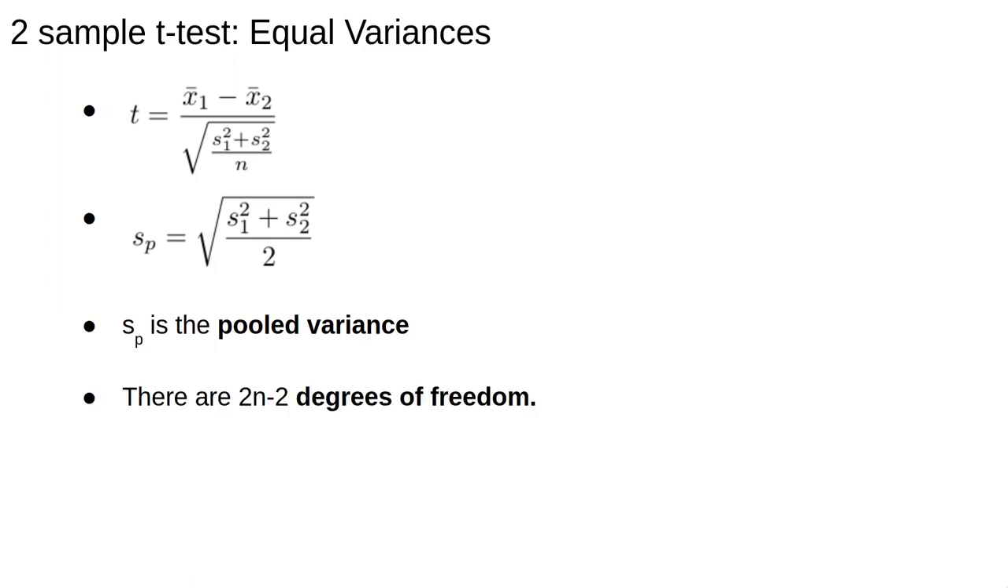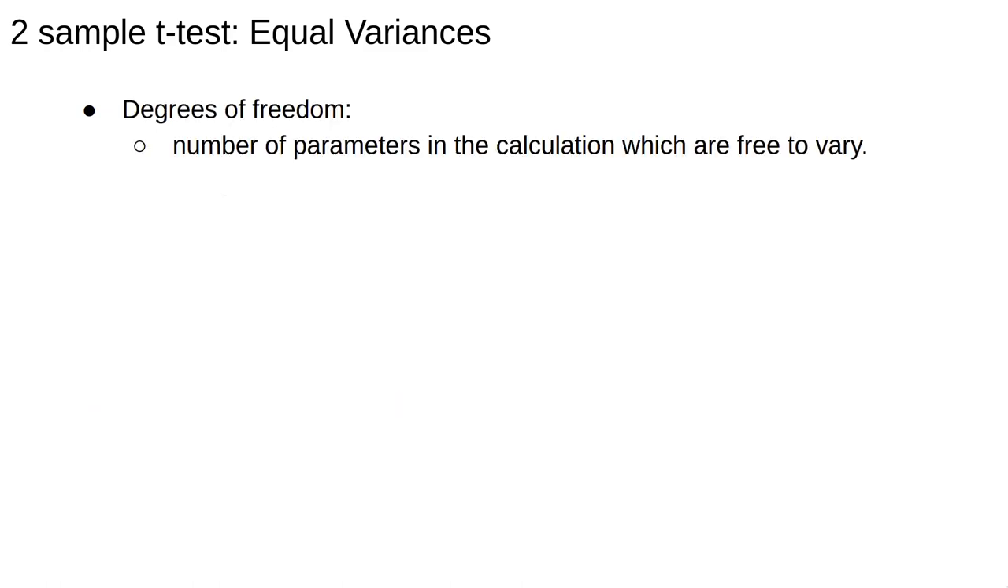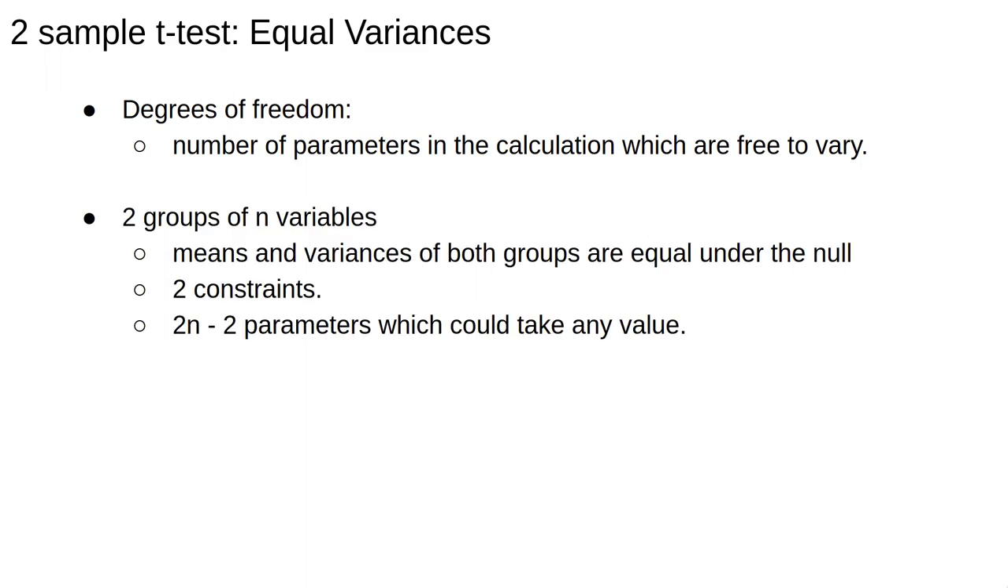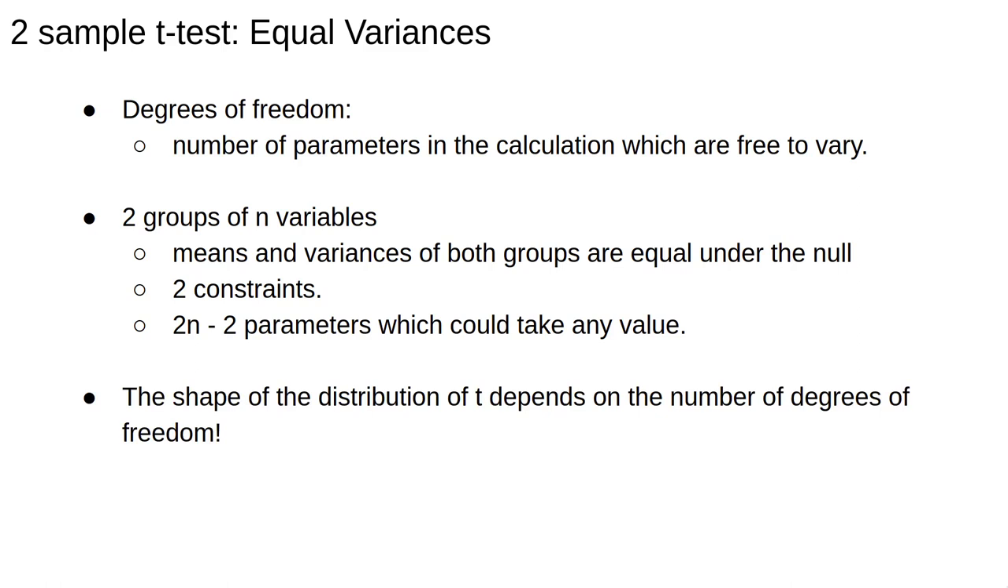The number of degrees of freedom here is 2n − 2. Degrees of freedom are the number of parameters in the calculation which are free to vary. In the calculation of t, there are two groups of n variables. However, the means of both groups are assumed equal under the null hypothesis, and the variances are assumed equal, giving two constraints. The number of degrees of freedom needs to be counted because the distribution of t depends on it. Hence, in order to calculate significance levels and p-values for whatever value of t we observe, we need to know how many degrees of freedom to use.